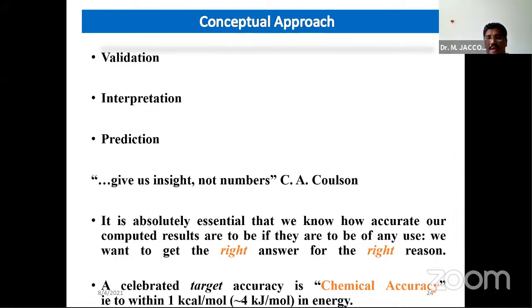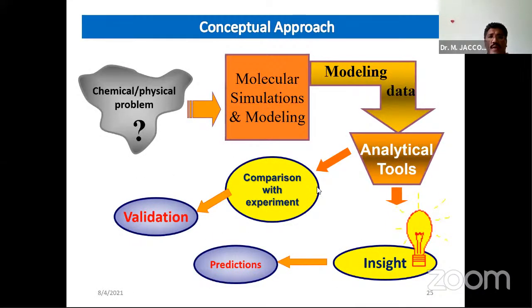This is a very famous quote by C. A. Coulson, where the insight can differ between people. The number is the same. 1 plus 1 is 2. But how you are interpreting it is very important in terms of doing computational chemistry experiments. It is absolutely essential that we know how accurate our computer result is first, and then how you are going to utilize and interpret your results, the right reason for the right answer. So the celebrated target accuracy is chemical accuracy, within 1 kilocalorie, that is obviously 4 kilojoule per mole in terms of energy. This is what we are trying to do.